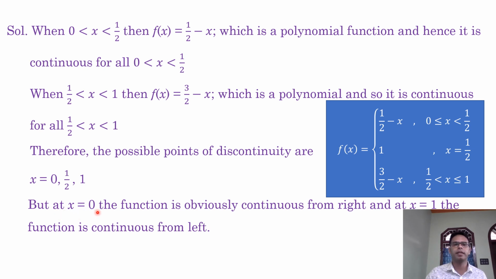But at x equal to 0, the function is obviously continuous from the right, because we can find the right limit at the point 0. So it is continuous from the right. And at x equal to 1, it is continuous from the left, because it is quite possible to find the left hand limit at 1. So the left hand limit at 1 and the function value f(1) are both in this line, and therefore obviously the function is continuous from the left at x equal to 1 and continuous from the right at x equal to 0. So we wrote this here.